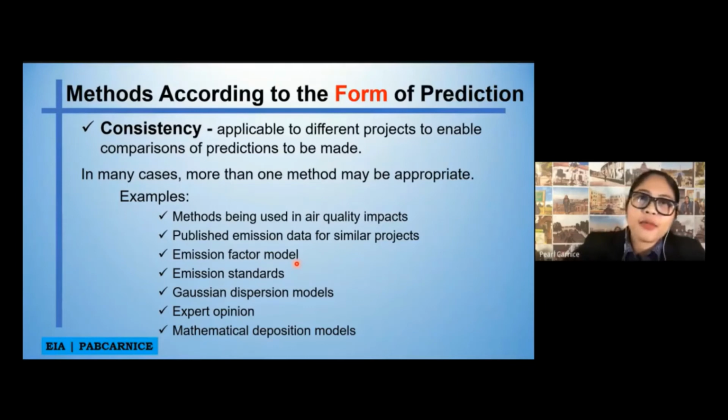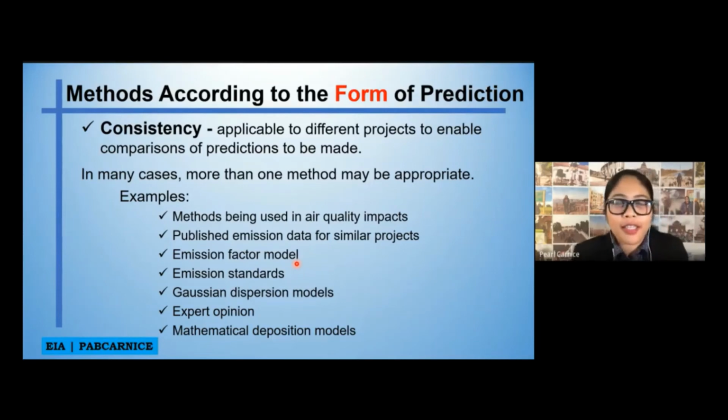So in many cases, more than one method may be appropriate. For example, methods being used in air quality impacts are published emission data for similar projects, emission factor models, emission standards, Gaussian dispersion methods, expert opinion, and mathematical deposition models.